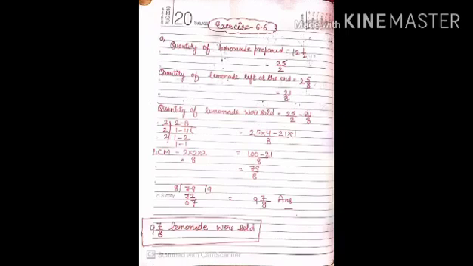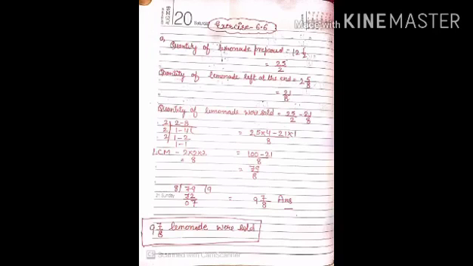Now we have to find the quantity of lemonade sold. So we subtract the quantity of lemonade left at the end from the total quantity of lemonade prepared. That is equal to 25/2 minus 21/8. As we have unlike fractions, our first step is to take the LCM. We take the LCM of the denominators of both fractions, that is 2 and 8. By calculating the LCM, we take 8 as the LCM.